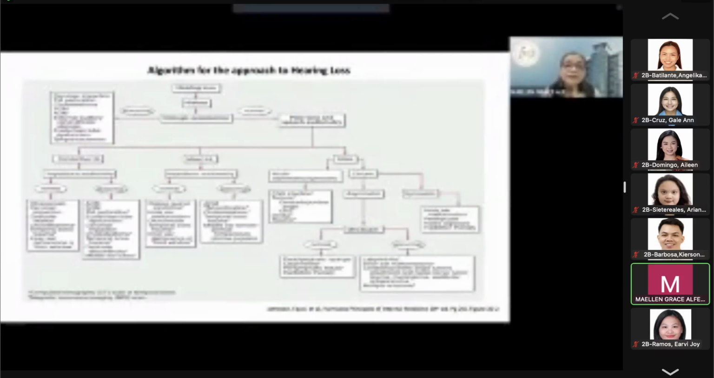Now, if the examination is normal, it is a normal ear examination, then you can do audiometry, or the auditory acuity. This is to differentiate if there is hearing loss that is conductive, sensorineural, or a mixed hearing loss. Now, at the bedside, we can do some tests that can differentiate the conductive from sensorineural hearing loss. Now, what are these tests?